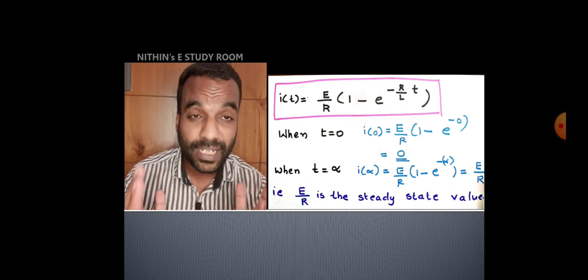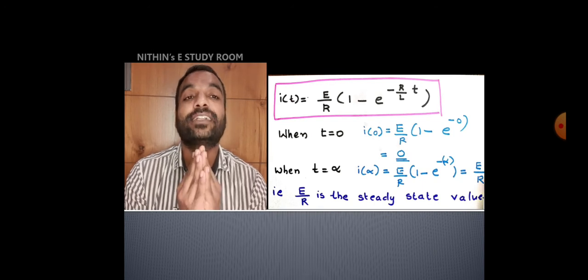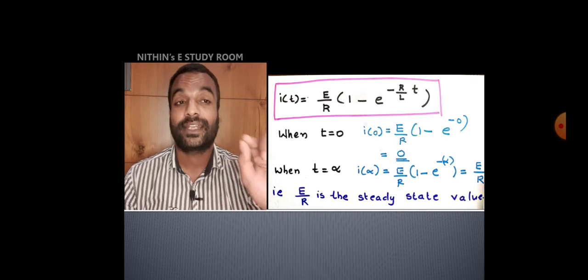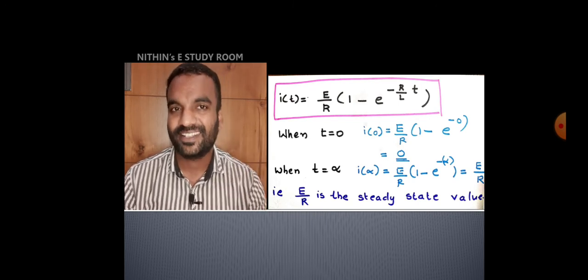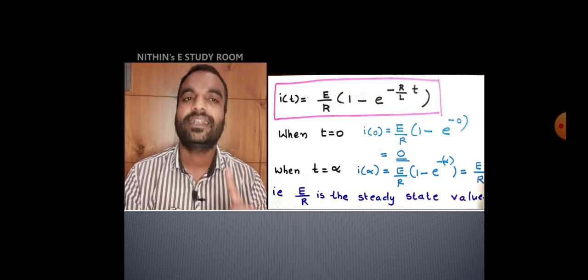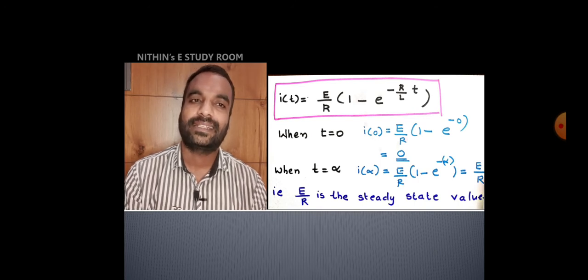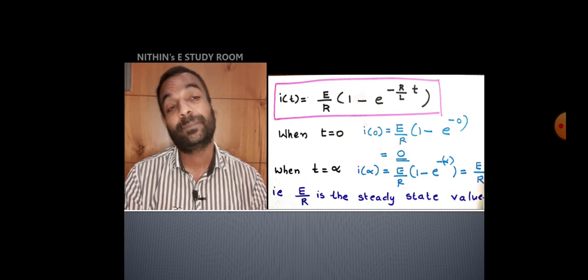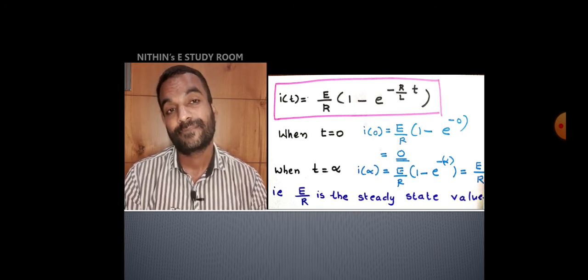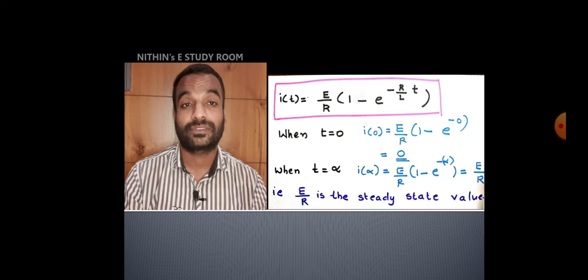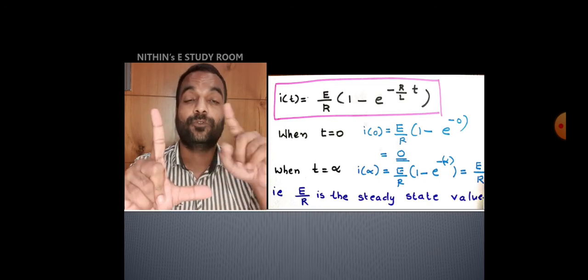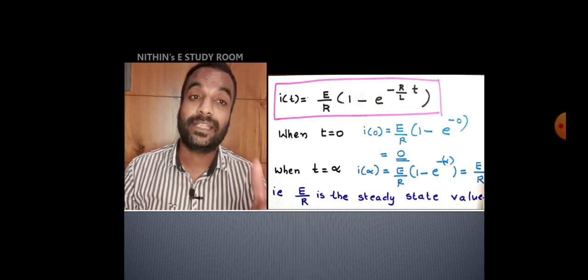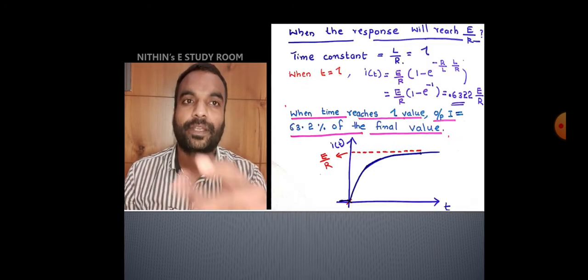So what did you understand? Its final value doesn't depend on the inductor. It is just depending on E and R. So E by R is the steady state value. But you should think, what is the dependence on L? L determines the time constant. When it reaches the final value, or what is the speed of moving towards the final value, such things depend on L.